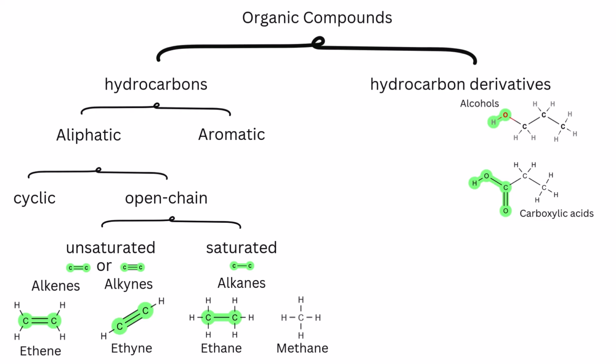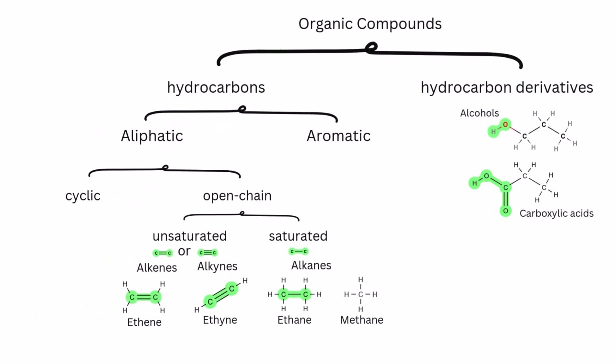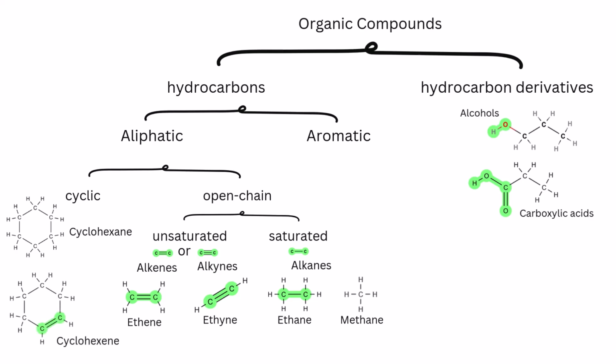And for those fancy cyclic hydrocarbons, well, cyclohexane is a saturated cyclic hydrocarbon. No double bonds here, but something like cyclohexene is unsaturated because of that double bond in the ring.